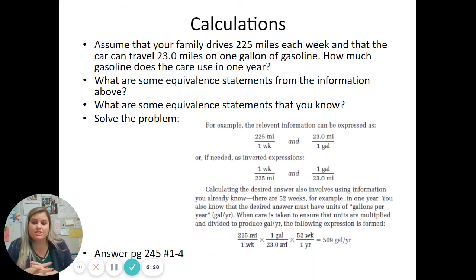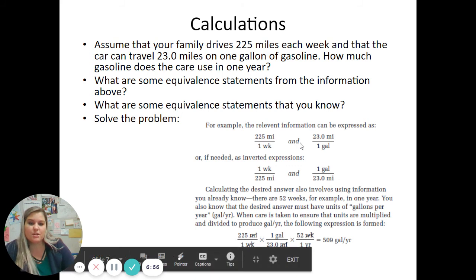Here's an example calculation on page 245, numbers 1 through 4 in your notebook. You're going to do those based off of this calculation, but I just wanted to show you when it says that you assume your family drives 225 miles each week, that's a conversion factor. You see that conversion factor here where 225 miles we put over 1 week. You could also flip that. You could say in 1 week we do 225 miles, same thing. So you could flip that either direction. It gave you another one because it says that you can go 23 miles on 1 gallon of gas. So we have another conversion factor. So you see it written both ways, sort of as expressions here.